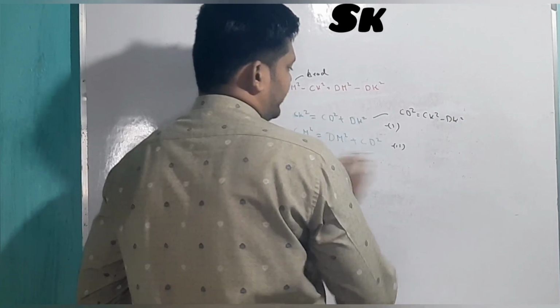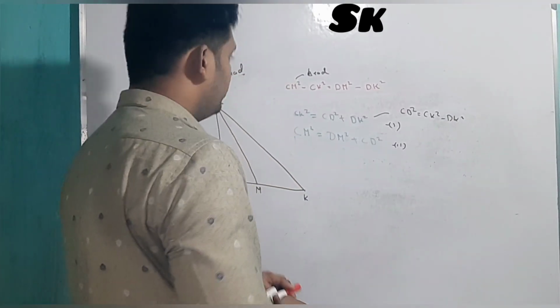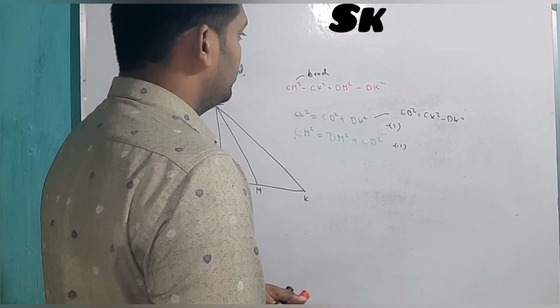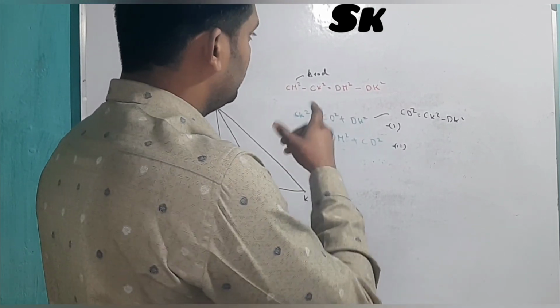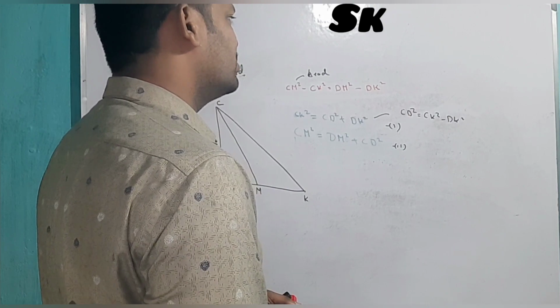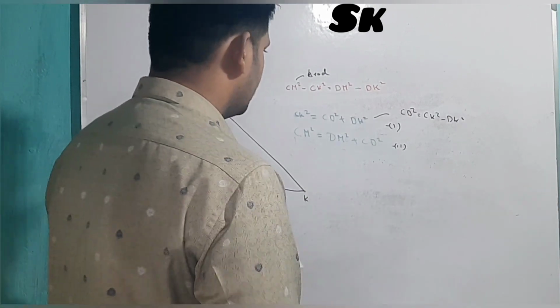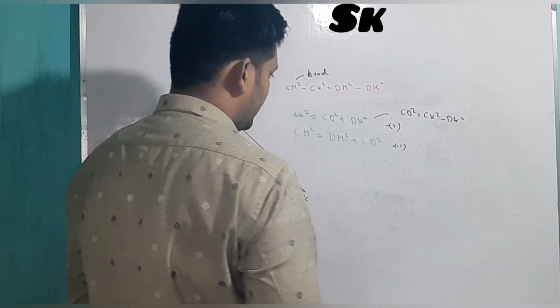Okay, so what we need to prove, first you need to identify what you need to prove. So CM square, sir, plus was there, and now it's a minus sign, minus CK square equal to 2 terms. Sir, with minus the values will decrease, with plus the value should increase. Okay, let us see. CM square you have, sir, we have CM square.